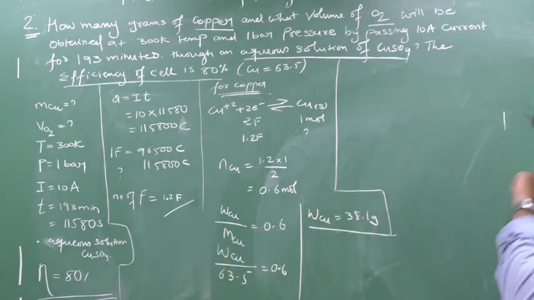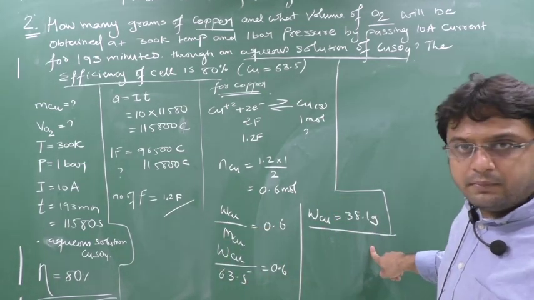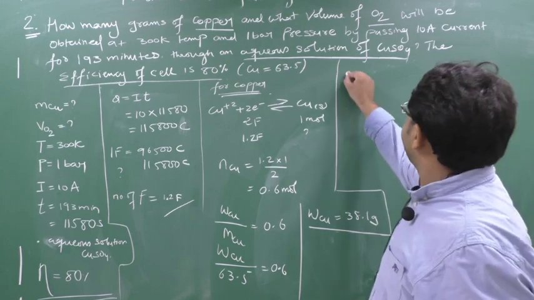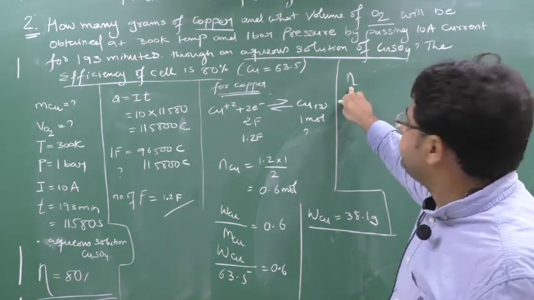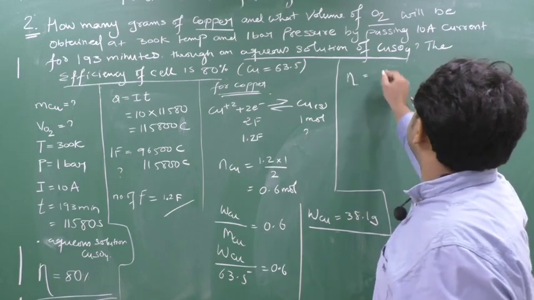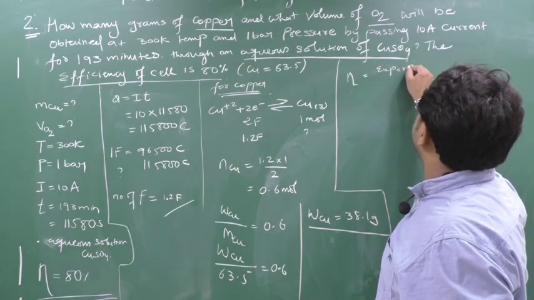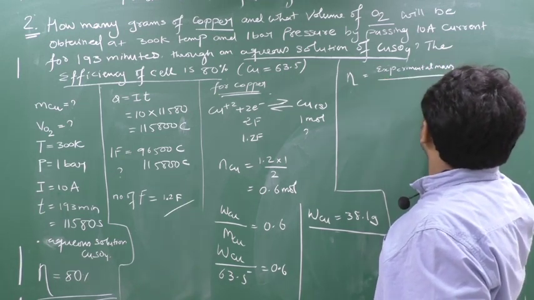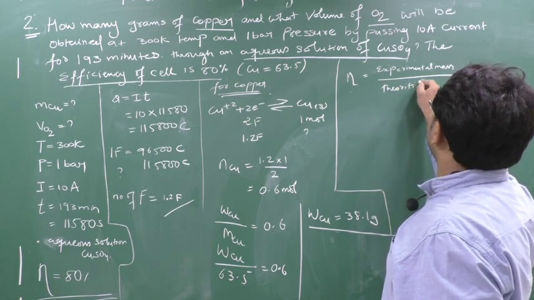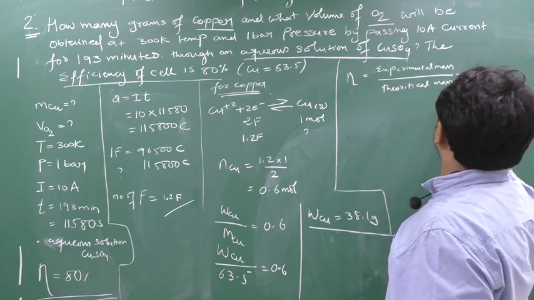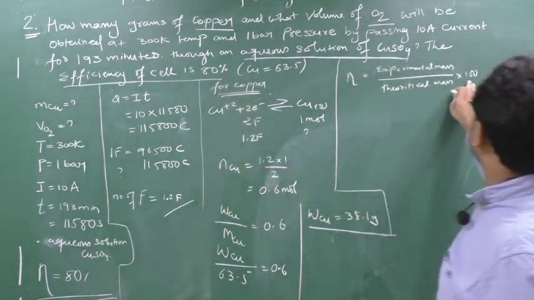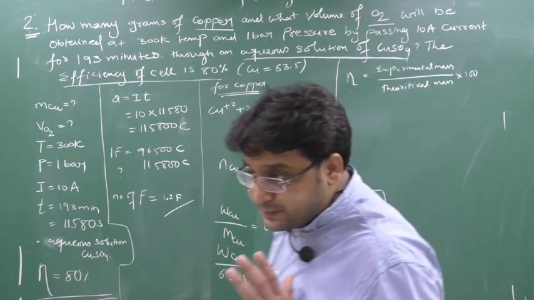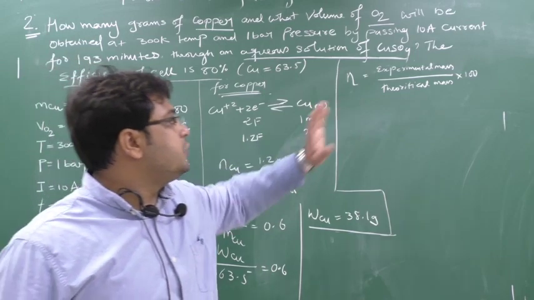Clear? Now see here. The weight of copper is 38.1 gram, but the efficiency of the cell is given. So what is the role of this? Remember one formula. Efficiency of the cell, that is eta, equals experimental mass by theoretical mass into 100, because efficiency is given in percentage, so I am multiplying by 100. This is a very short formula for efficiency: experimental mass by theoretical mass into 100.